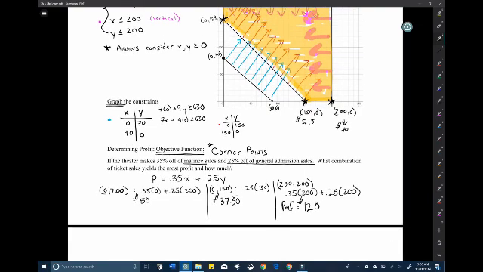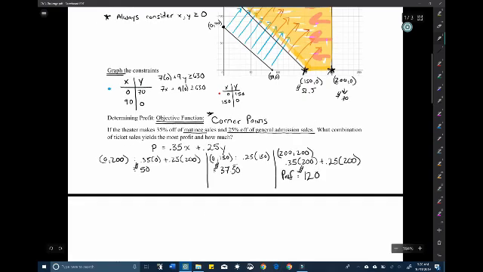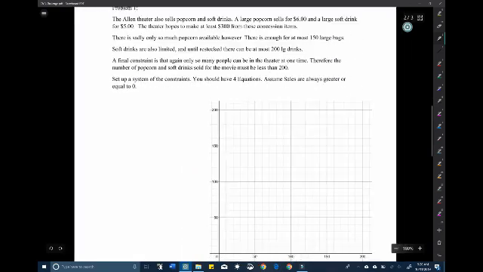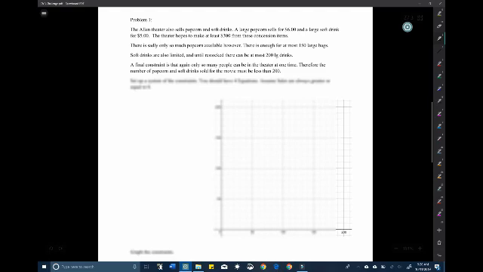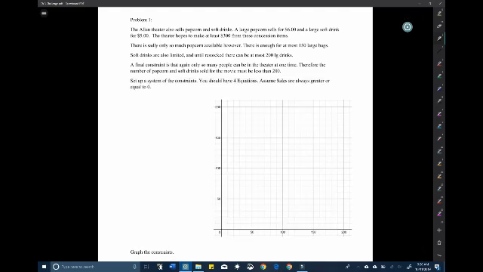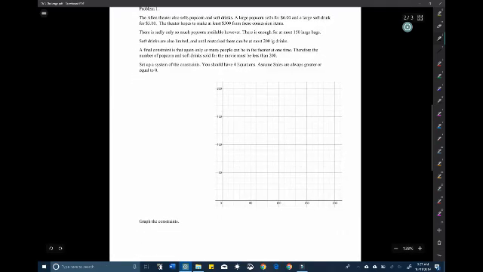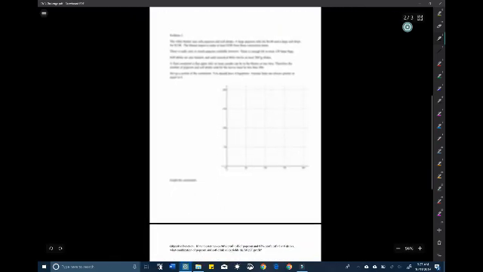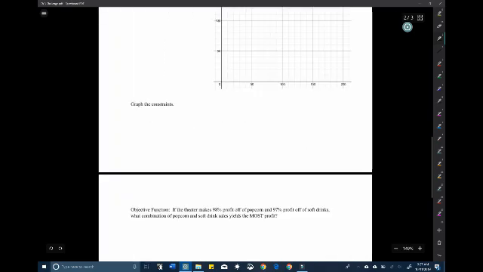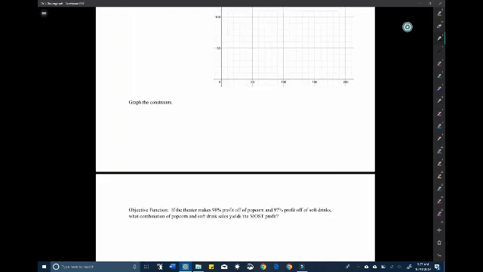Your challenge then is to try a problem very similar. Again, you could do it together. This one's dealing with soft drinks and popcorn. So graph the constraints. You can do it together. You should come out to nice numbers for this. And there should be an objective function. There it is. I'll make sure it's on the same page for you guys to solve.